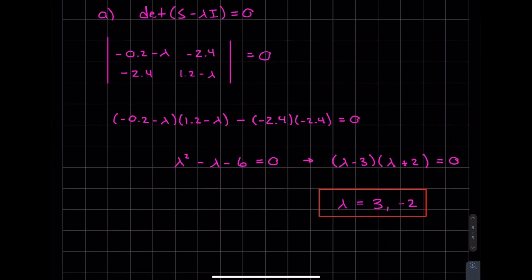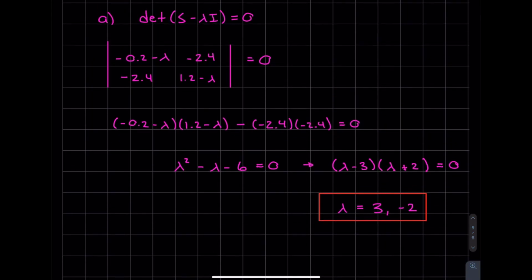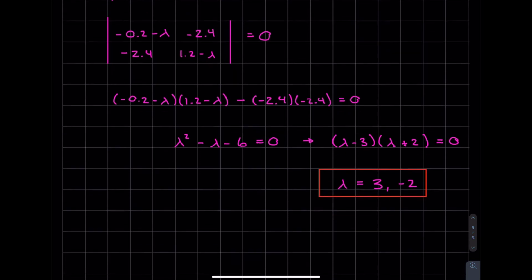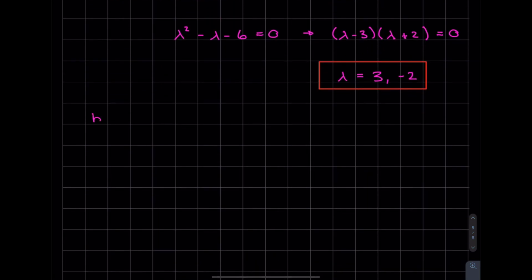So part B wants us to find the eigenvectors of those eigenvalues. So I'm going to go to part B, and then we have to remember that an eigenvector P has the form MP is equal to lambda P. We now know what lambda is. We know what M is. Our only unknown in this equation is going to be the vector P.